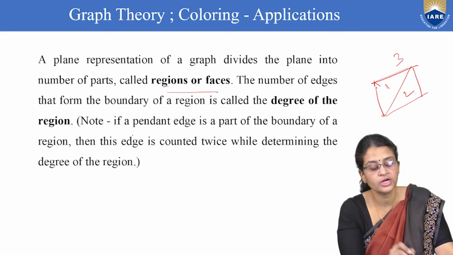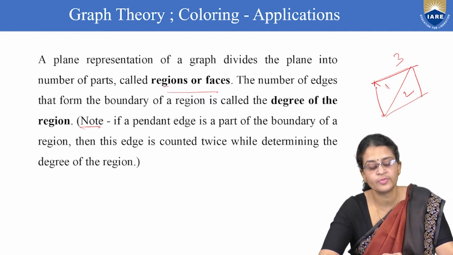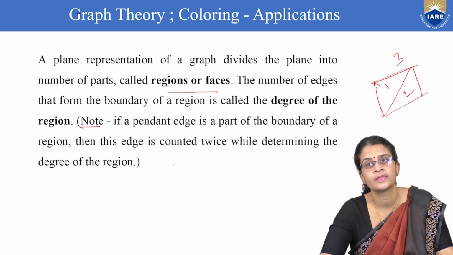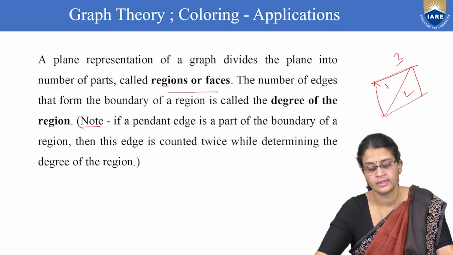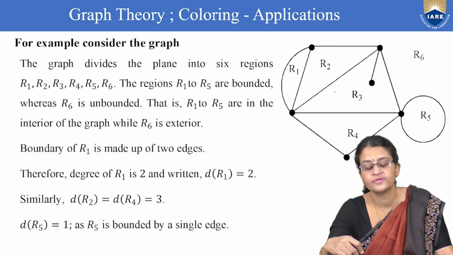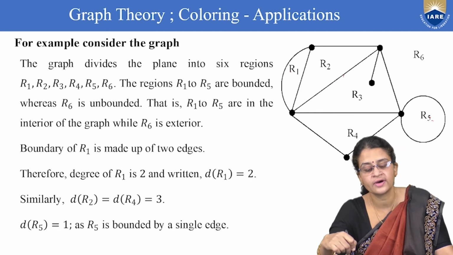Now, an important note that we have to keep in mind is that if a tangent edge is part of the boundary of a region, then this edge is counted twice while determining the degree of the region. We will see with an example. Consider this graph with 6 vertices. It is divided into 6 regions: region 1, 2, 3, 4, 5 and 6. Regions 1 to 5 are bounded regions, bounded by some edges, whereas region R6 is the exterior or unbounded region.